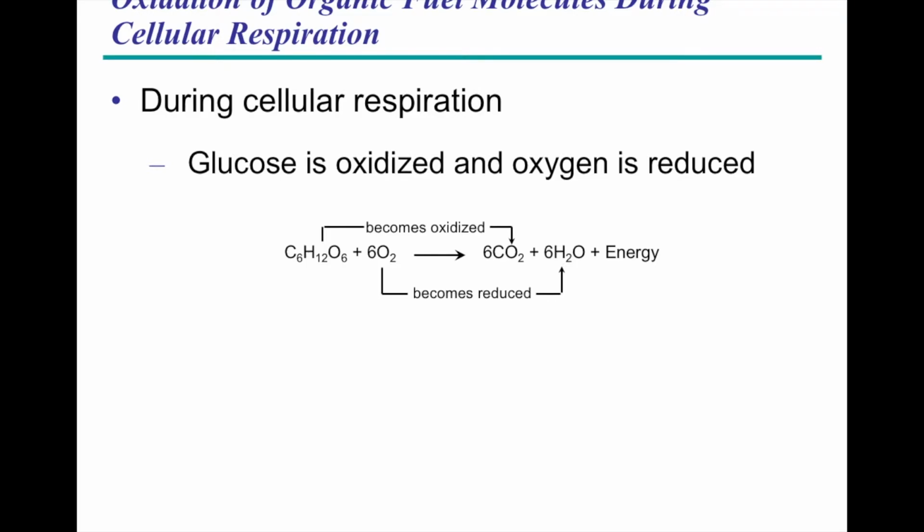Alright, so during cellular respiration, our glucose molecule, C6H12O6, is becoming oxidized. It's losing electrons. And oxygen is becoming reduced, which is gaining electrons. Once again, this is another thing that you'll probably be asked about, and we can go more into depth with this later in class.